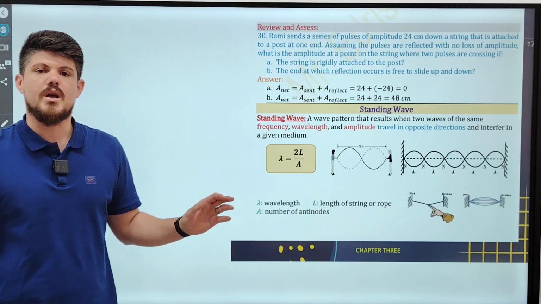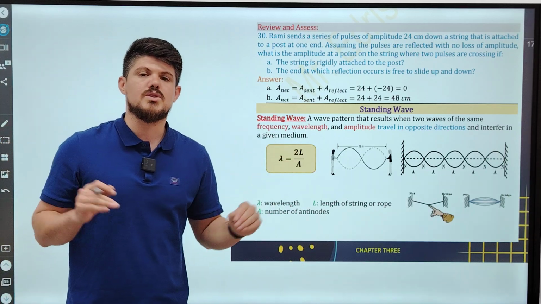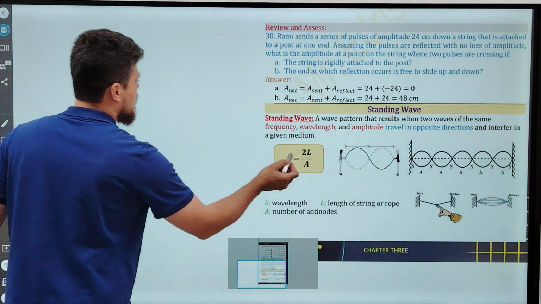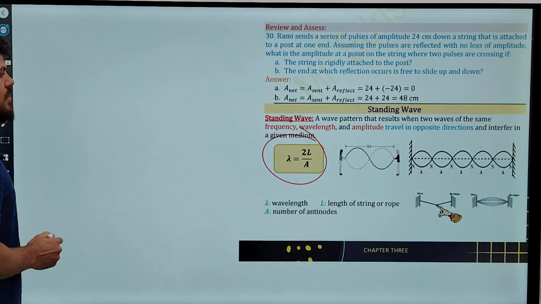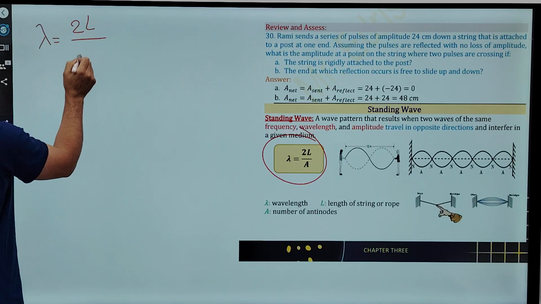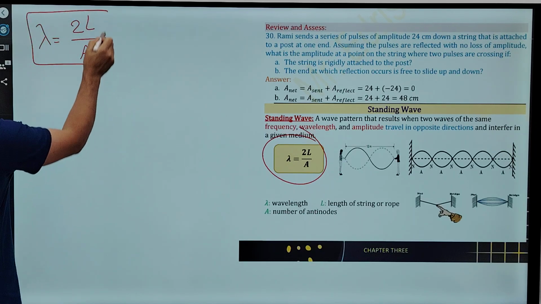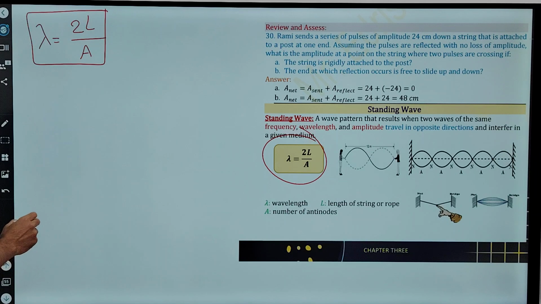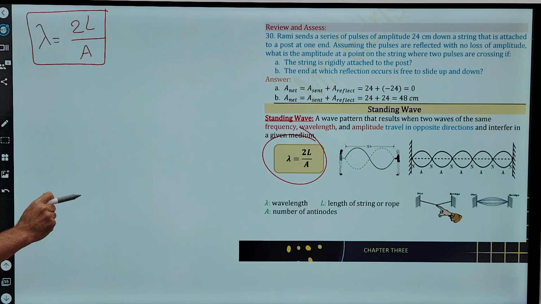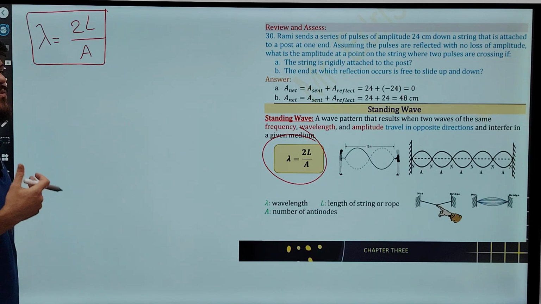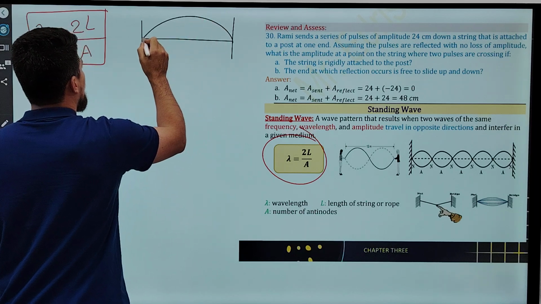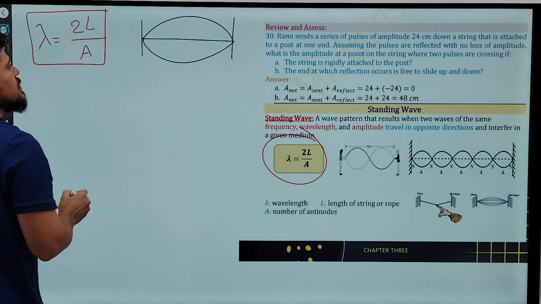In a string, the standing wave occurs when the two ends of the string are fixed. So you can find the value of the wavelength according to this equation. Wavelength is equal to 2L over n, where n is the number of antinodes. The simplest standing wave in a string consists of one antinode and two nodes.